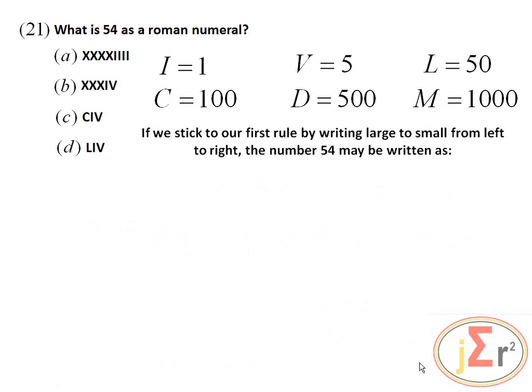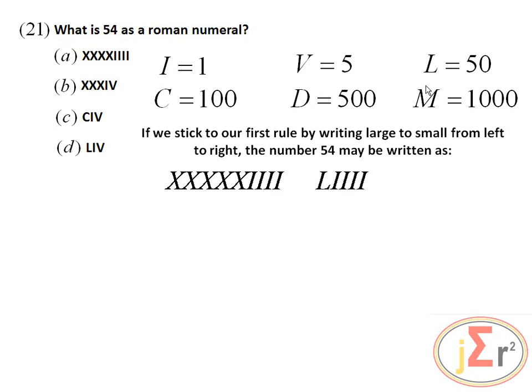If we stick to our first rule by writing large to small from left to right, the number 54 may be written as, we know that X is what? X is 10, although it is not in this list. X is 10. So we have 10, 20, 30, 40, 50. And then 1, 2, 3, 4. So we have 54.